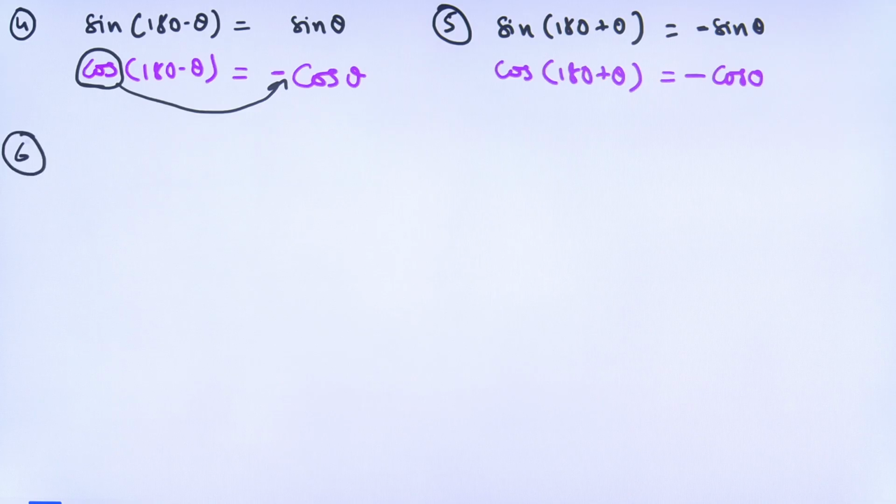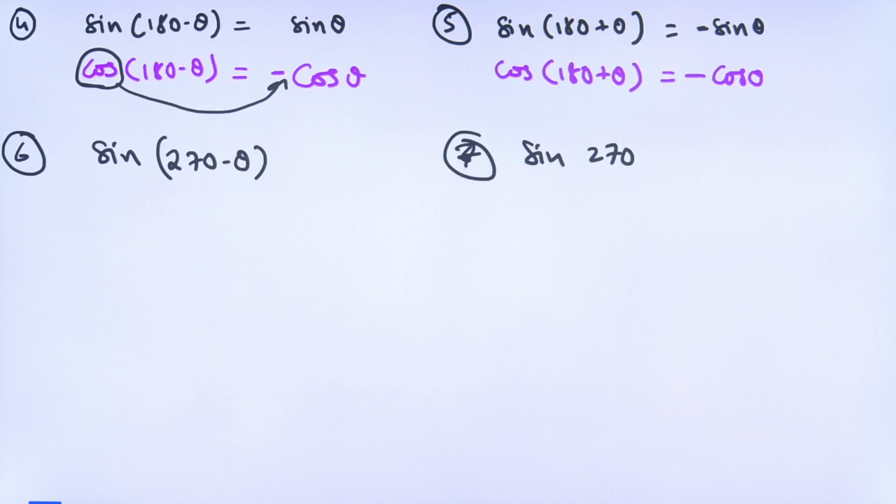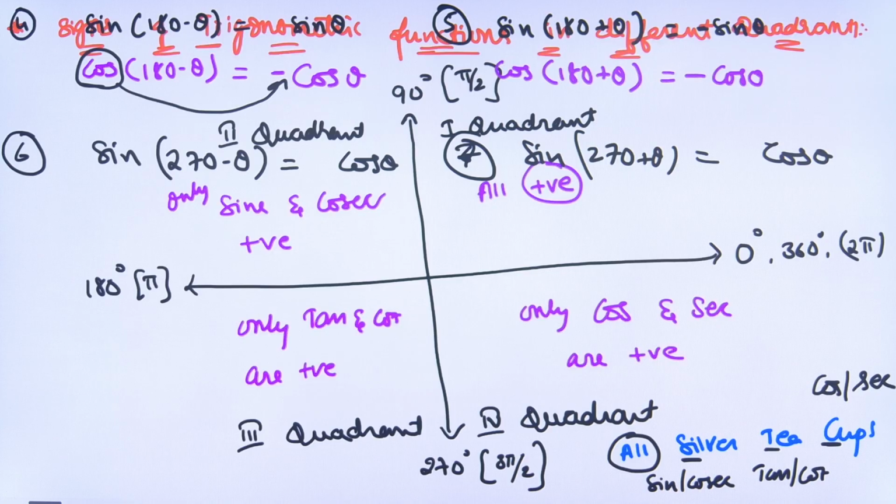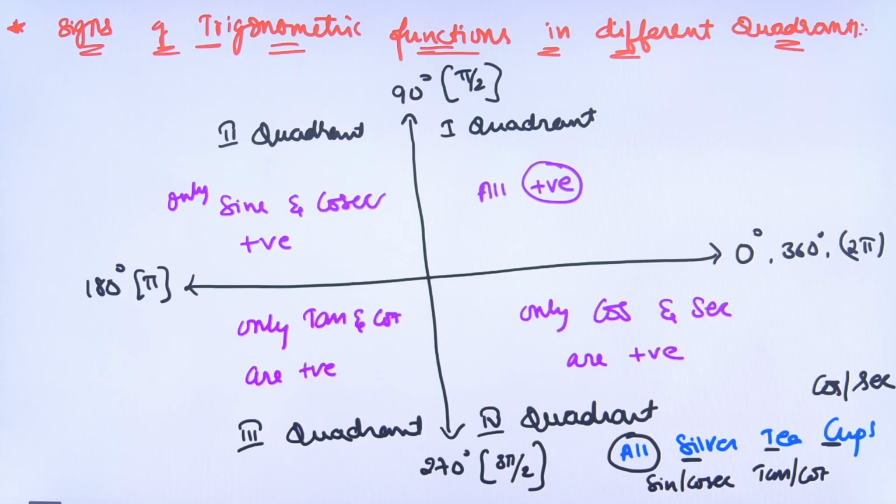Next, sine 270 minus theta. Here, sine 270 plus theta. See, students, 270 has been used, so sine should become cos. Now 270 minus. See, 270 minus means here is 270. Minus means it is in the third quadrant, and 270 plus means fourth quadrant.